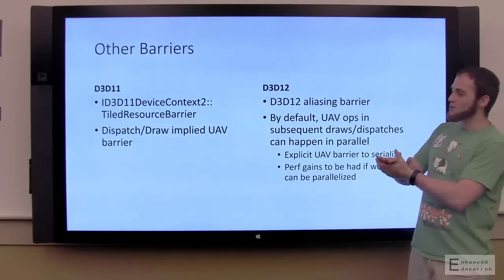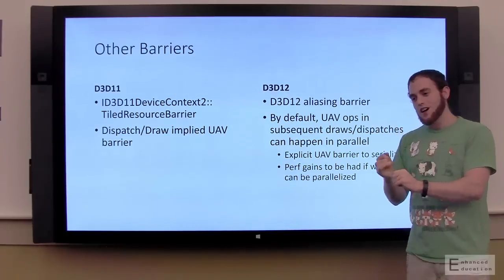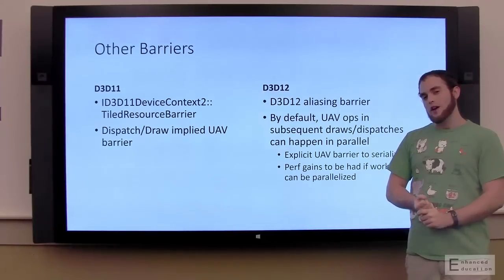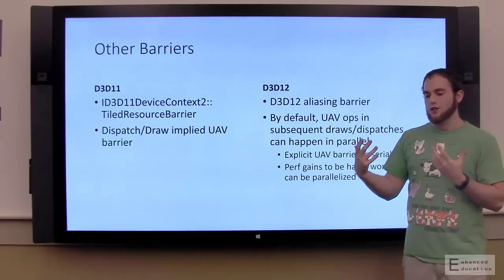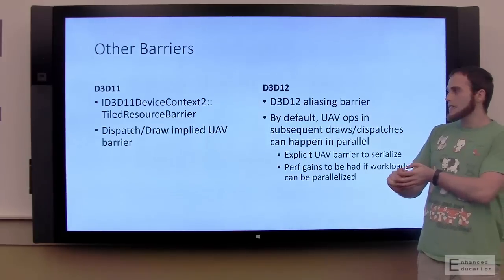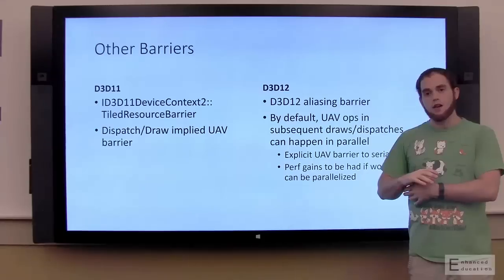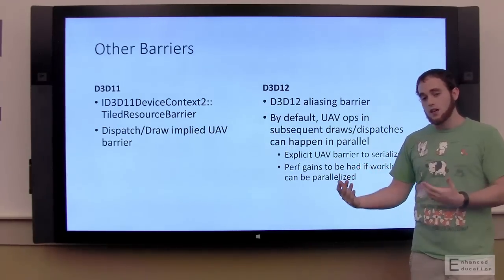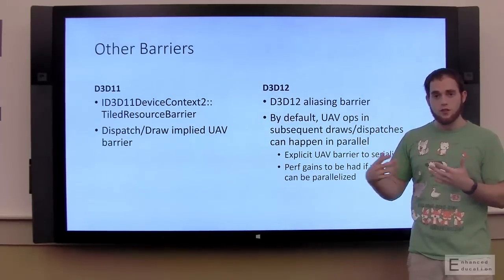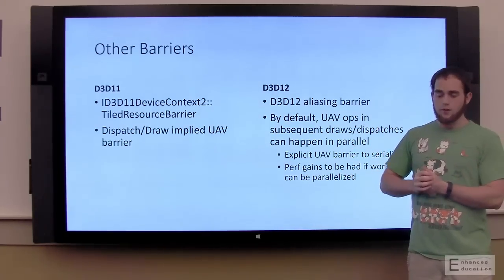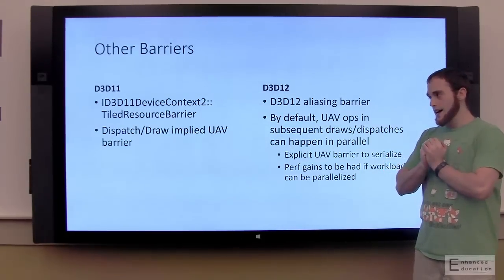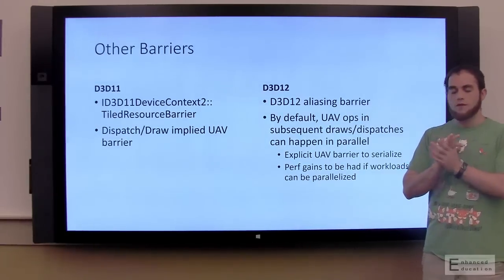So other barriers, there's multiple other kinds of barriers in D3D12. One of them corresponds very closely to something that existed in D3D11. This is the tiled resource barrier, introduced to allow using the same physical memory between two different tiled resources. This still exists in D3D12. We've called it the aliasing barrier. Not only does it correspond to tiled resources, it also corresponds to using placed resources, which is another feature that I'm not going to go into depth right now, but you can use the same physical memory for different kinds of resources.